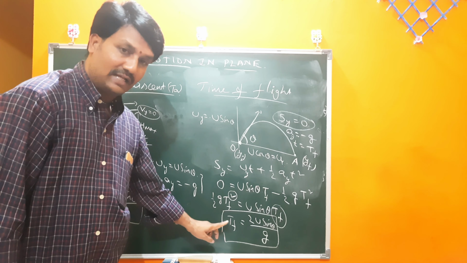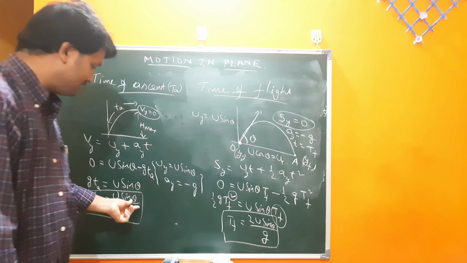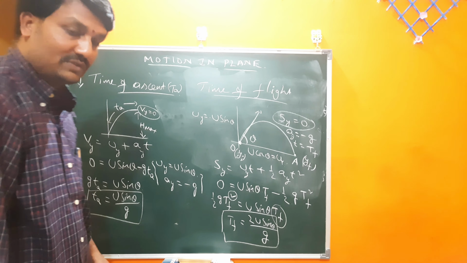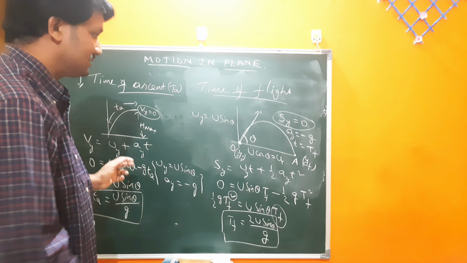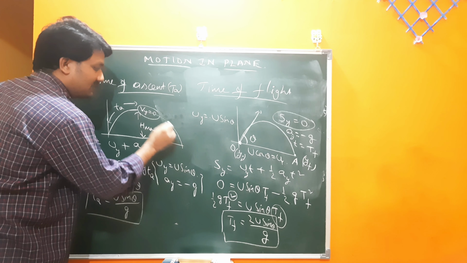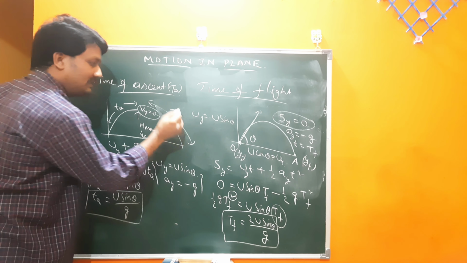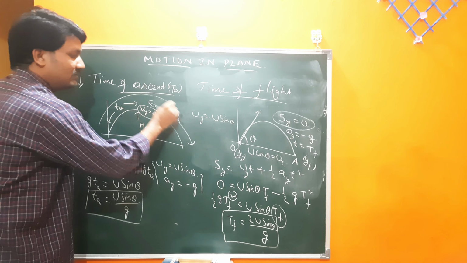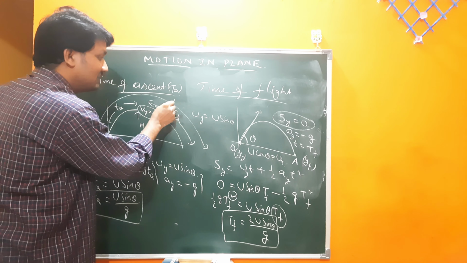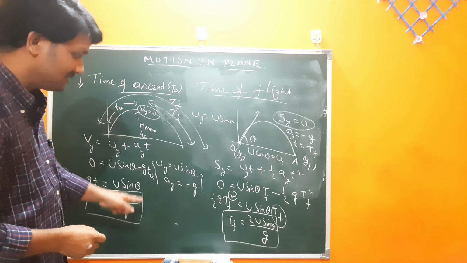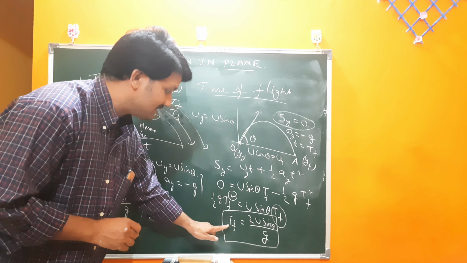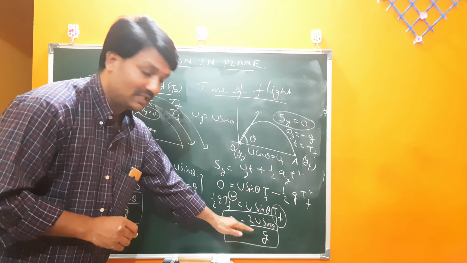Right, this is the time of ascent, Ta is equal to u sin theta by g, and time of flight Tf is equal to 2u sin theta by g. So from this what we understand, just you see here, this is the time of ascent and this one is the time of descent. Then time of flight means the sum of time of ascent and time of descent. See here, time of flight is equal to 2 into time of ascent, you may write. Otherwise, Tf is equal to 2 into time of descent.